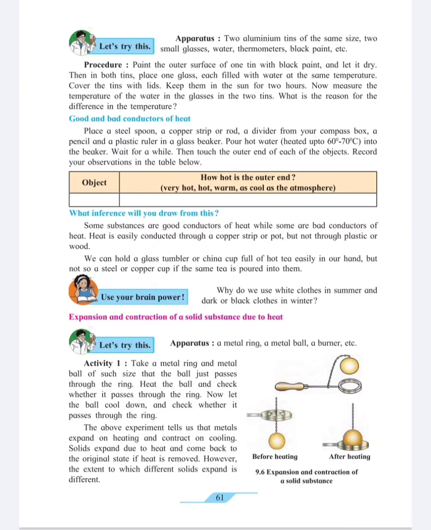After some time you will observe that in the tin whose outer surface is colored with black color, the water gets heated more as compared to the tin which is not colored. This happens because it is colored black. The black color attracts more heat, and therefore the water in it gets more heated. Here we finish the point radiation.